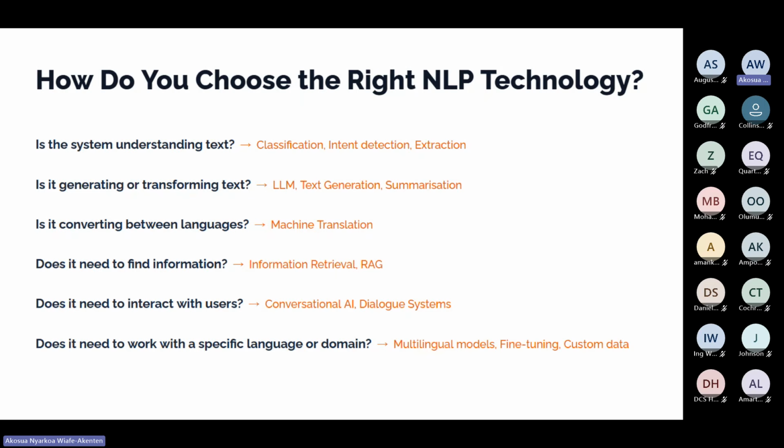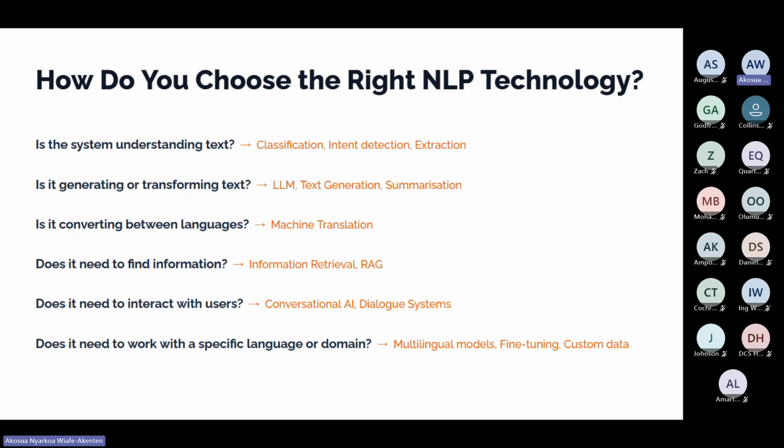The fourth question you could ask is: does my system at any point need to find information? If your system needs to find information, then you should be thinking of information retrieval and RAG. Your solution could be using some of these technologies for these tasks. All right, the fifth question is: does my solution, or any part of it, interact with users? If it does, then your solution will need to have conversations with the user, and so you may be considering dialogue systems or conversational artificial intelligence systems.